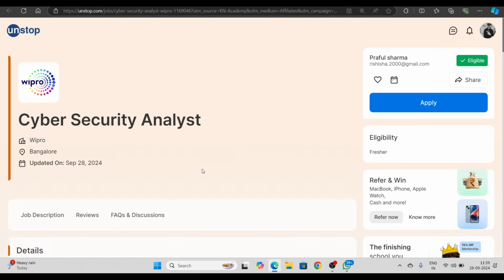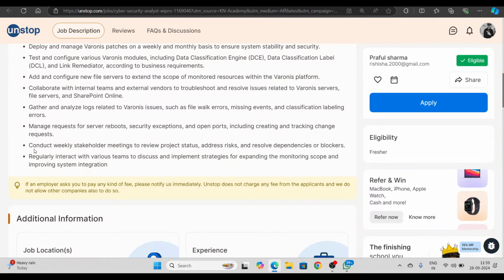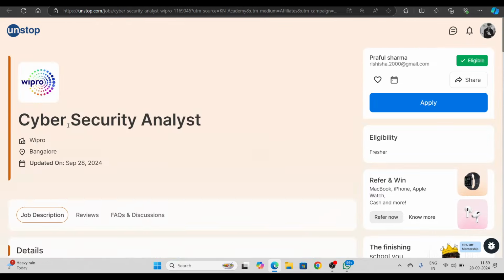Then we have the next hiring opportunity from Wipro. Wipro is hiring for cyber security analyst, so you can also try to apply. Talking about Wipro, all the qualifications are mentioned here. This is not a very big hiring opportunity, but it is a normal drive.